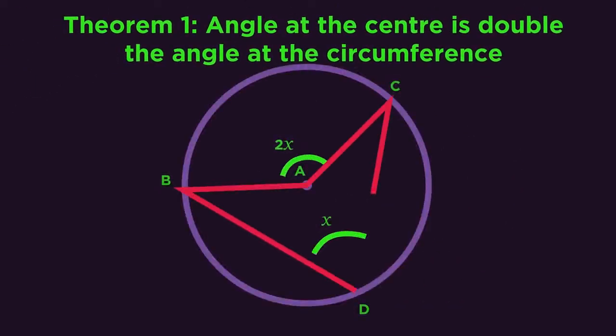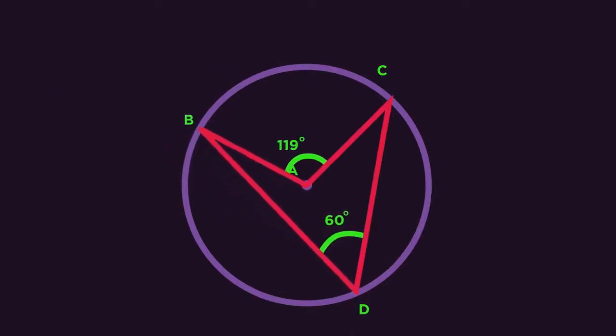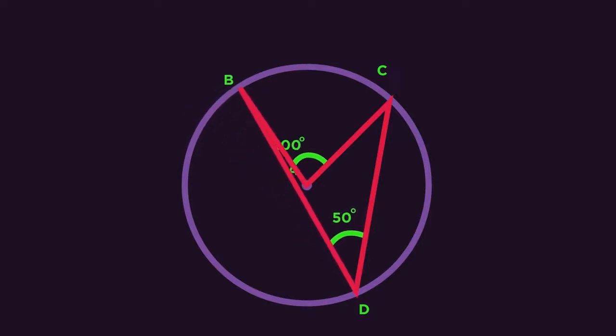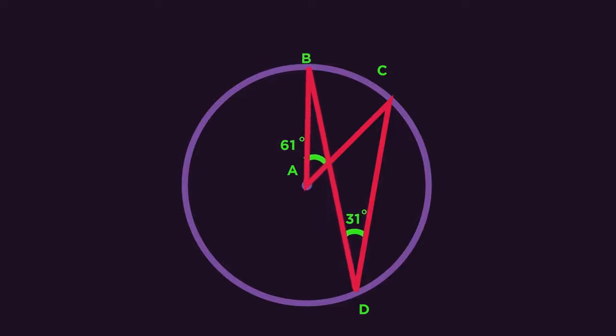Hopefully, you can see that the angle at the centre is double the angle at the circumference. That's the first theorem. Sometimes this theorem can be a little disguised. See what happens when I move point B around. So if you see this sort of setup, remember that the angle at the centre is double the angle at the circumference, even if it doesn't have the normal arrowhead shape.